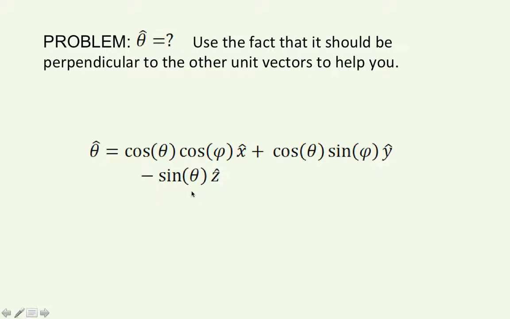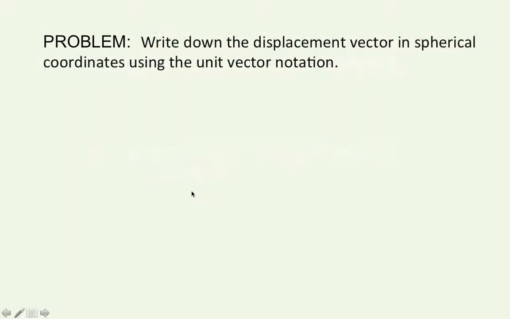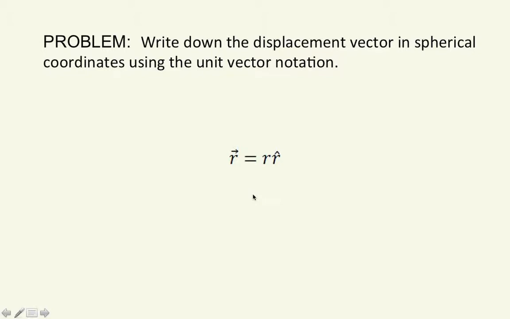Now that we know theta hat, we can go back and define the displacement vector in spherical polar coordinates. I want you to do this as a problem. I want you to write down the displacement vector in spherical polar coordinates using the unit vector notation. You should have found that the displacement vector in spherical polar coordinates is just r r hat. This makes sense because r is the magnitude along the displacement vector, and r hat is the direction of our displacement vector.